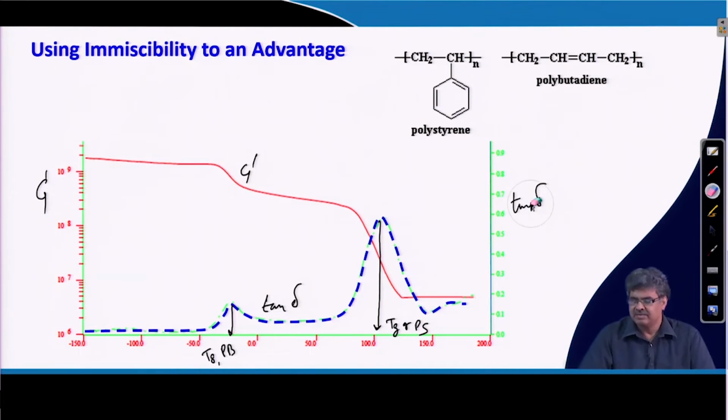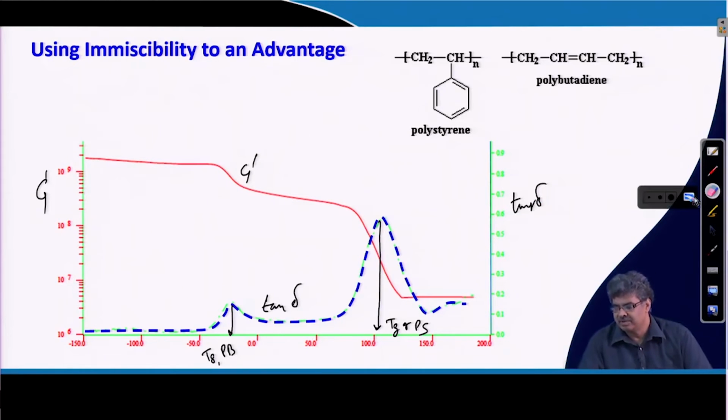So, we now see that there is always a reason why we want to make either a miscible blend or an immiscible blend. It is not that it is always better to prepare a miscible blend. Sometimes an immiscible blend, like the example shown here, also improves the property of the base polymer.